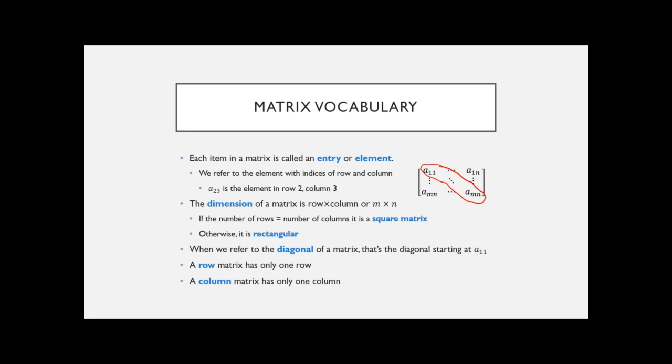If this matrix has only 1 row, we call it a row matrix. If it has 1 column, we call it a column matrix.